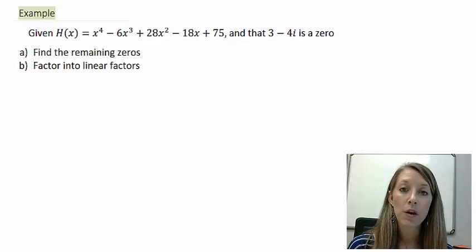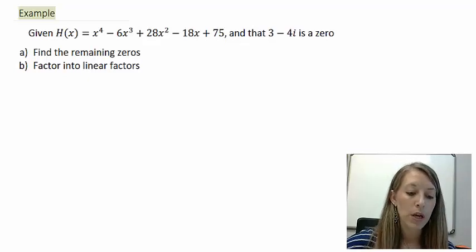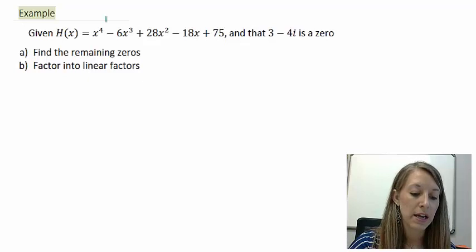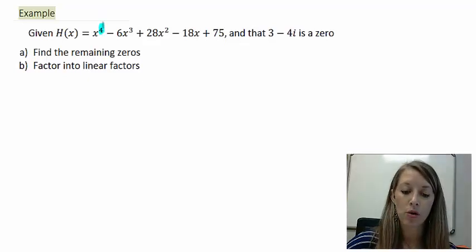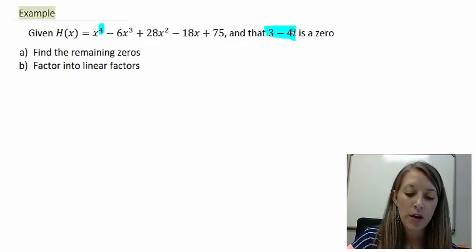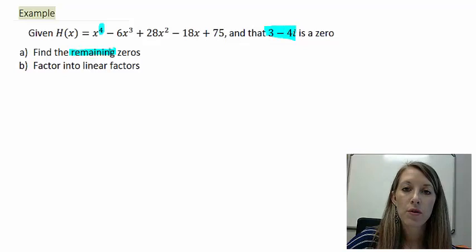Now it gives us one of the zeros. It tells us that 3 minus 4i is a zero, and so it's asking us to find the remaining zeros. Now we know that since this is a degree 4 problem, we should have 4 zeros total. It gives us the first one, so that means when it asks us to find the remaining zeros, we have 3 more zeros that we're looking for.